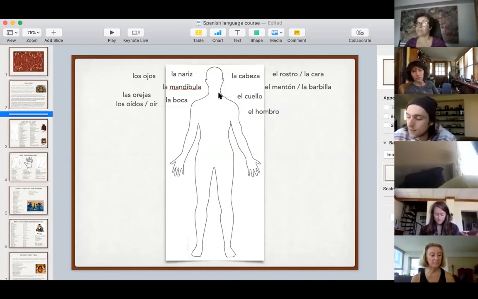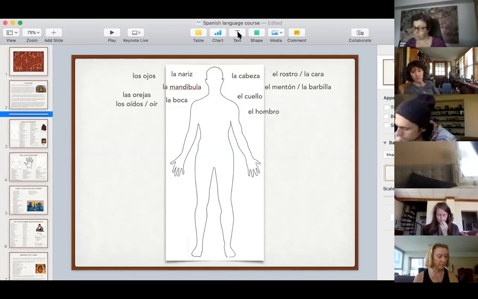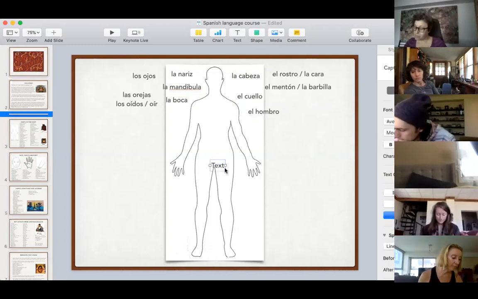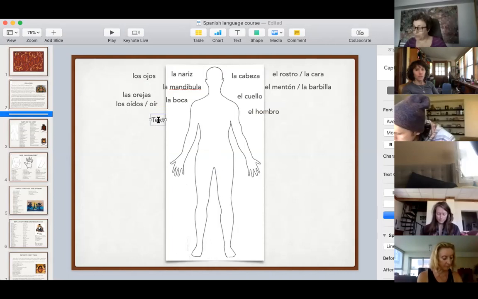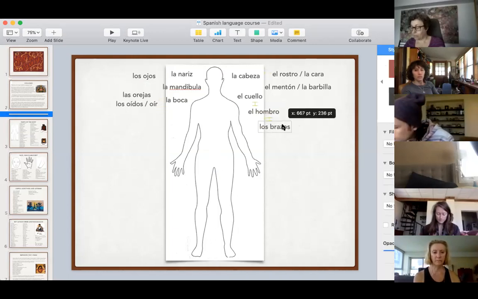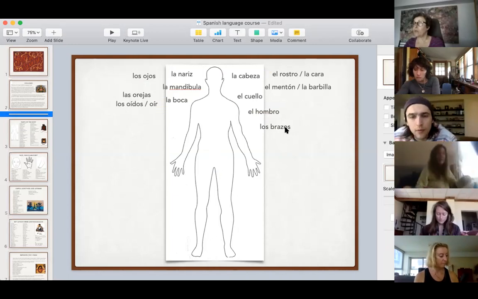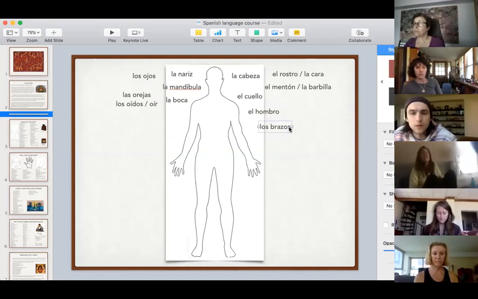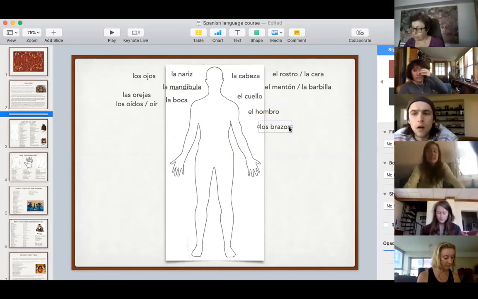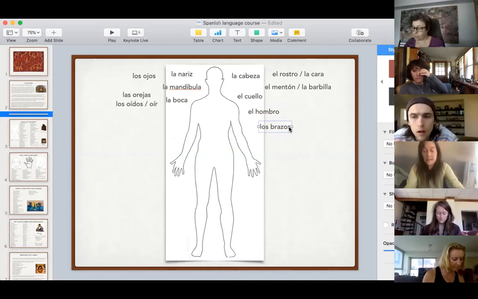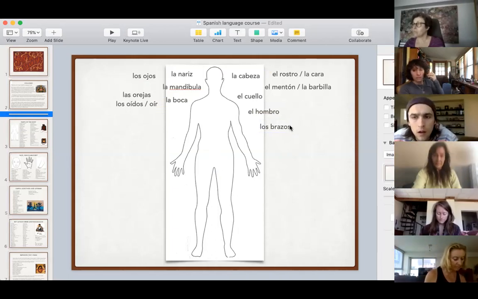Good. Okay. Any other vocabulary for this area, for the shoulders and chest? Brazos. Good. Los brazos. Again, it's got a Z in it, so in peninsular Spain, it'll be los brazos. El pecho. Yeah, we'll come back to that in a moment.